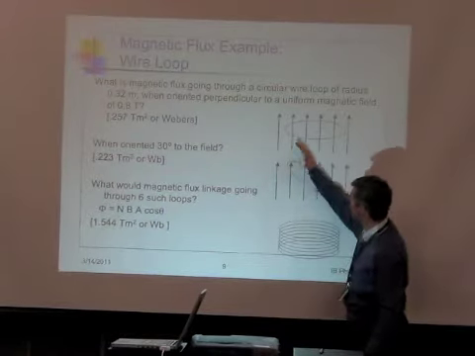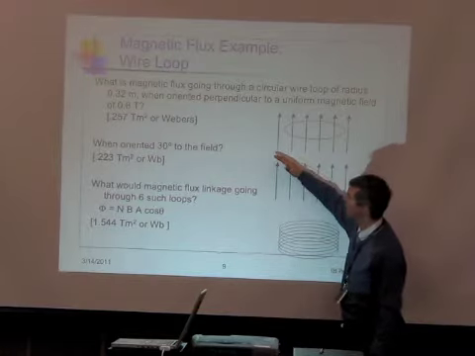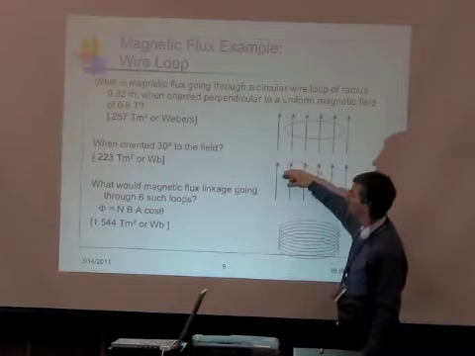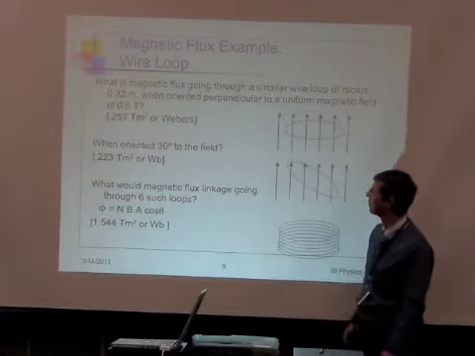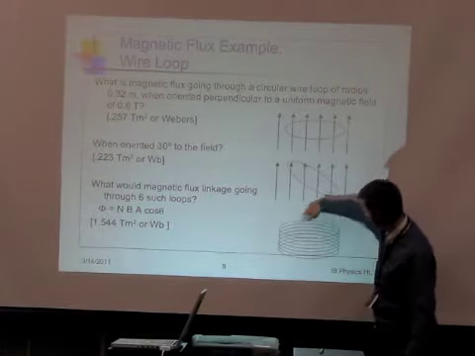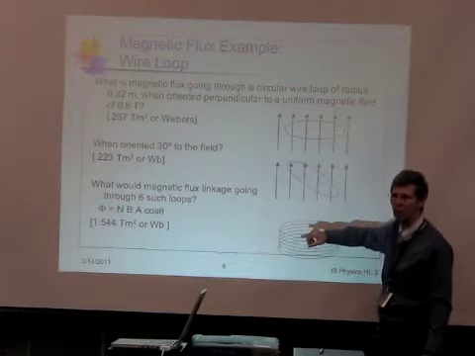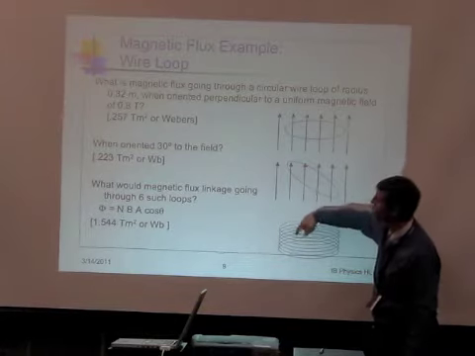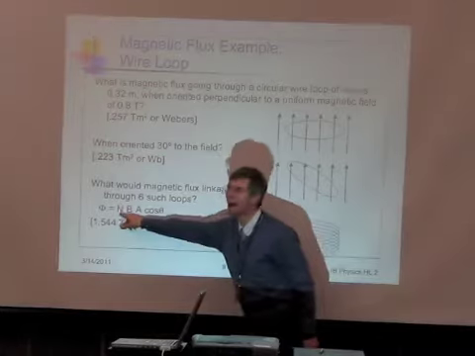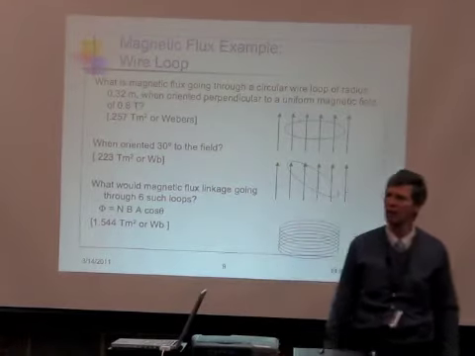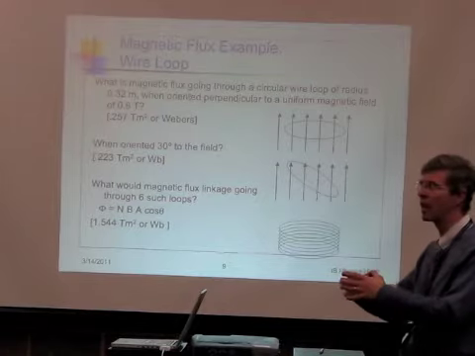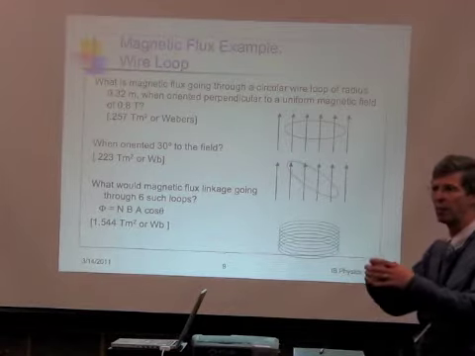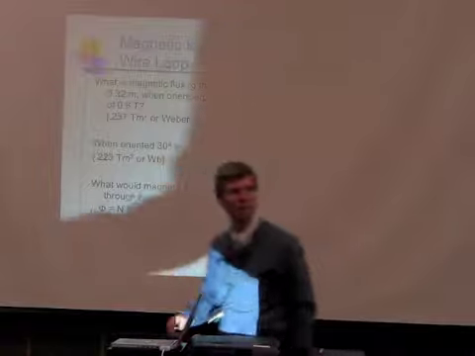But if this thing were oriented at 30 degrees to the field, then you'd have a cosine 30 degrees in there, so it would bring it down to 0.223 Tesla meters squared. And if you had several loops, let's say you had a current going through 6 loops, you'd multiply this by n, the number of loops. So this is how you can build up magnetic flux in an area. You can put lots and lots of current loops there.